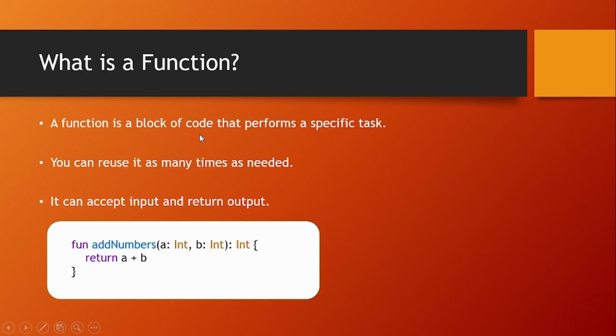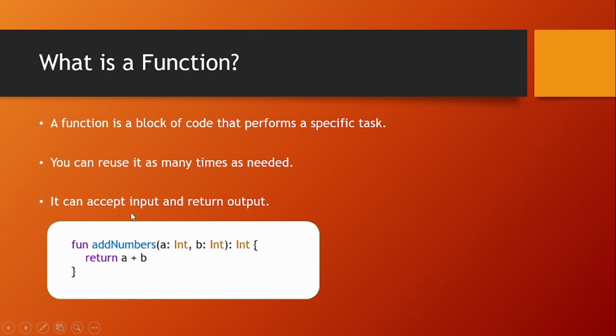So what's a function? A function is a block of code that performs a specific task. You can reuse it as many times as needed. It can accept input and return an output. This is a function written in the Kotlin programming language. It performs addition. See, a function performs a specific task. What does it perform? This function performs addition.